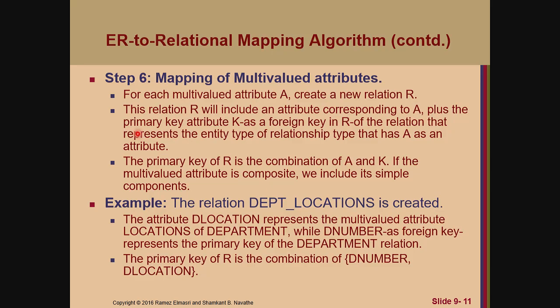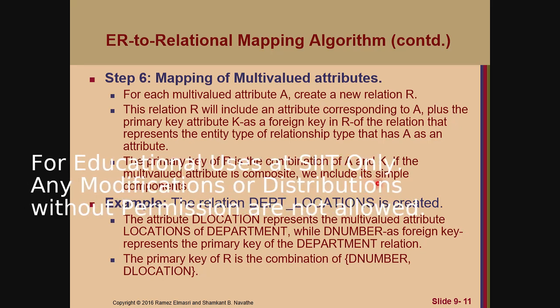plus the primary key attribute K as a foreign key in R of the relation that represents the entity type or relationship type that has A, the multi-value attribute, as an attribute. The primary key of R is the combination of A and K. If the multi-value attribute is composite, we include its simple components.